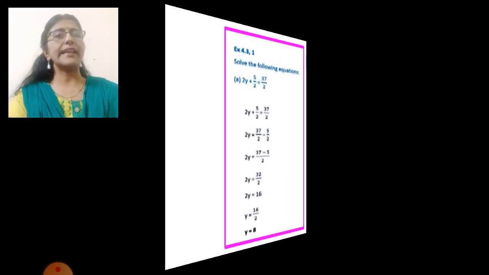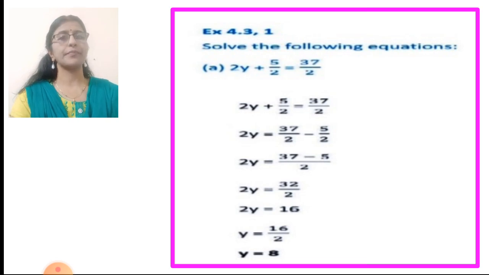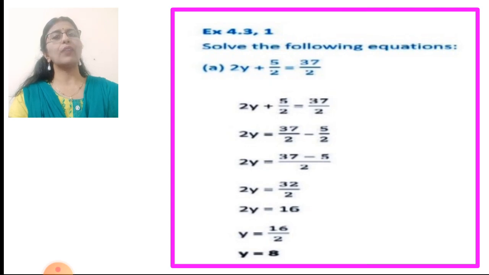Now let us go to the next equation. This is from exercise 4.3. First question, solve the following equations. 2y plus 5 upon 2 is equal to 37 upon 2. So always remember, whenever we solve an equation, we will keep the variable on the left hand side. So here 2y is having the variable y, so we will write 2y on the left hand side. And 37 upon 2 is already there on the RHS.